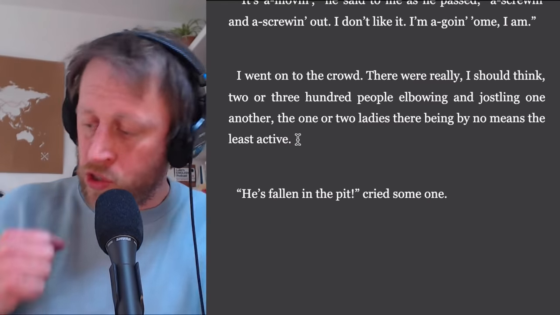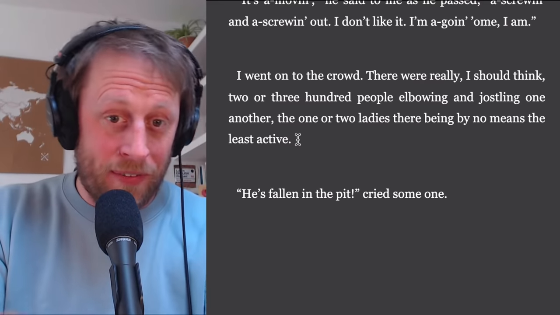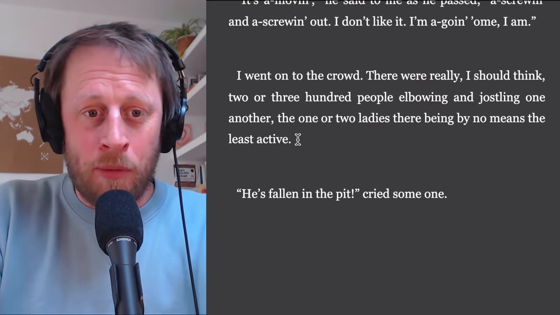So there's people jostling for position, pushing and shoving, including a couple of ladies in there who were also doing a fair amount of shoving and pushing and elbowing.